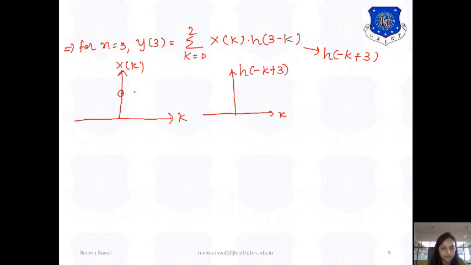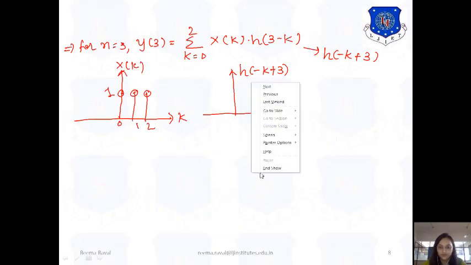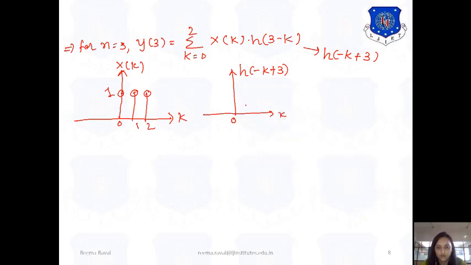X of k will be the same as before. That means at every instant we will have the value 1. But now for h of minus k plus 3, as you can see, h of minus k plus 2 has the values at the instants 0, 1, 2. So now it will shift to the right side by 1 instant, so it will be on the instants 1, 2 and 3. That means for k equals to 1, 2, 3, it will have the value 1. So at instant 0 there will be no value. At instants 1, 2 and 3 it will have the value 1.